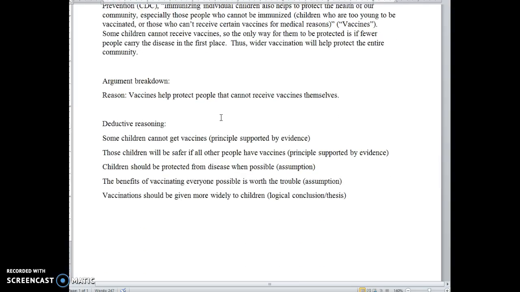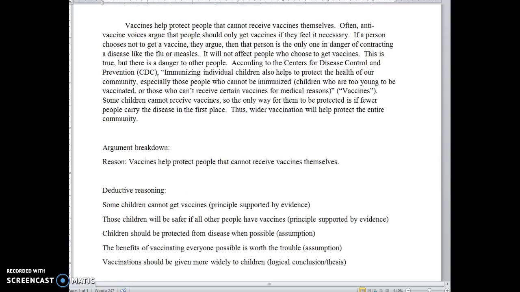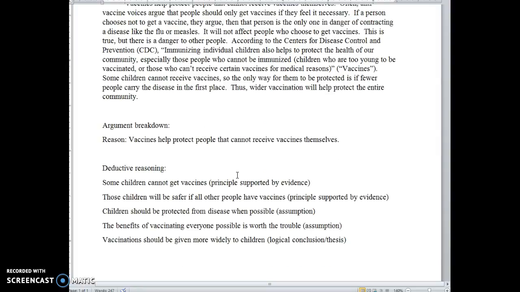Now, as for the deductive reasoning in this paragraph, and notice that this is still written as a good paragraph with transitions and evidence and everything, but the core, the structure, the outline looks something like this. My reason is that vaccines help protect people that cannot receive vaccines themselves. The deductive reasoning behind that goes something like this. Some children cannot get vaccines. Okay? That's a principle, a general idea that I support with evidence, and I give evidence that that's a true statement. Now, I go to the next principle supported by evidence that those children will be safer if all other people have vaccines.